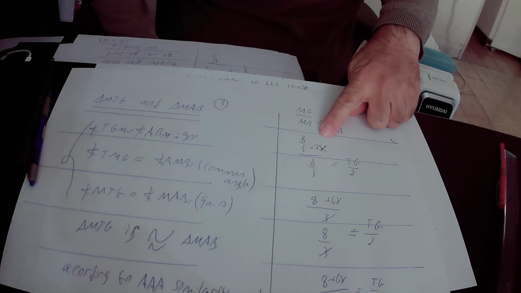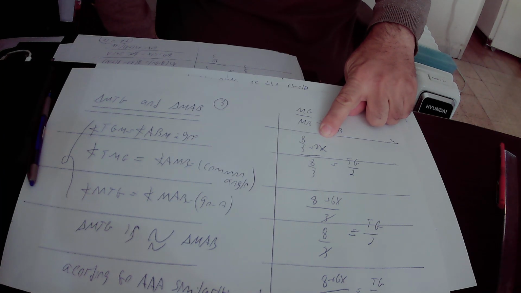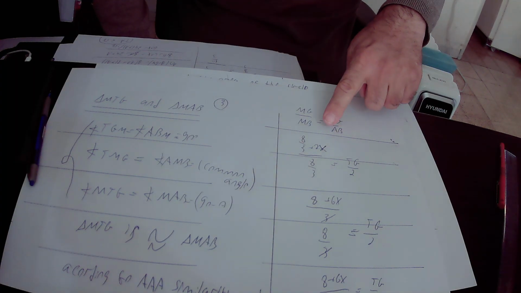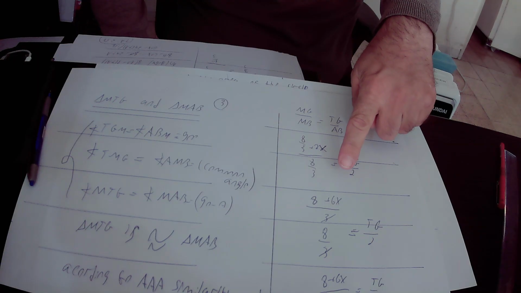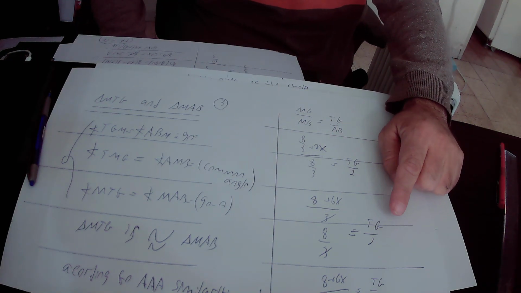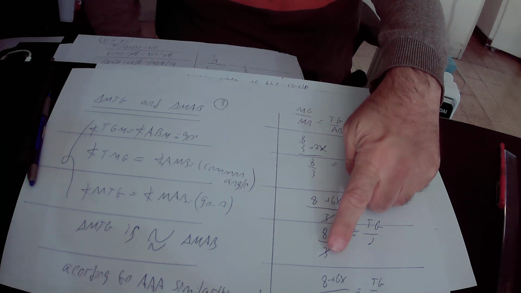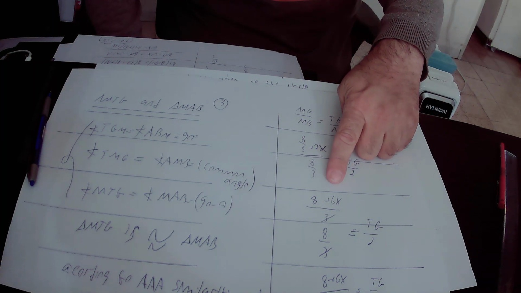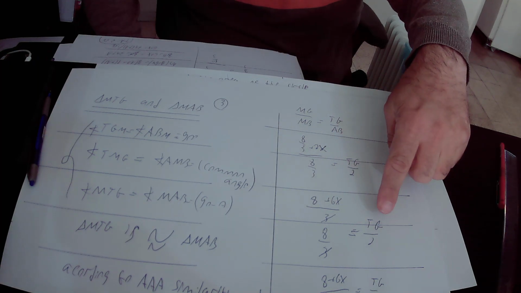We multiplied 2x by 3 and then divided by 3, and found that (8 plus 2x times 3, that is 6x, over 3) over 8 over 3 is equal to TG over 2. We have 3 in the numerator and 3 in the denominator, so the 3 gets cancelled, and finally we got that 8 plus 6x over 8 equals TG over 2.